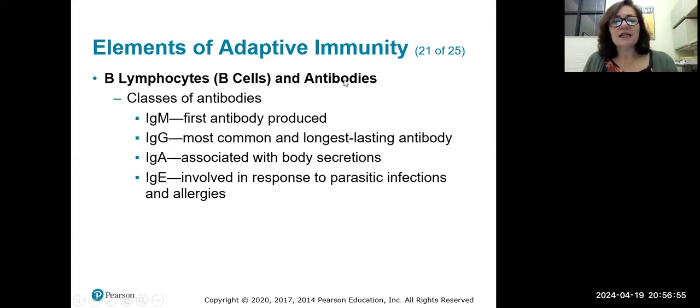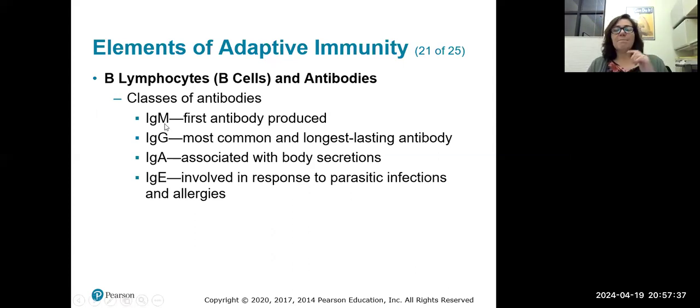Antibodies are also known as immunoglobulins. Immune system, globulins, a globular protein. So Ig is where the Ig comes from, immunoglobulin. And then these letters, M, G, A, and E, the easiest mnemonic to use for this is GAME, G-A-M-E. Those are the four classes of antibodies that I need you to know. And the two I want you to know the most are the two consonants, M and G.